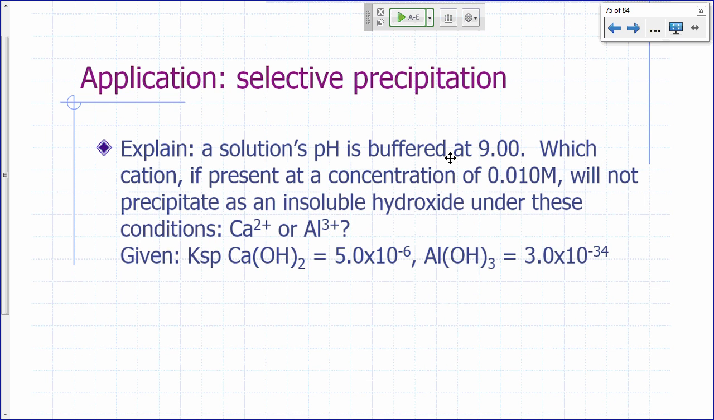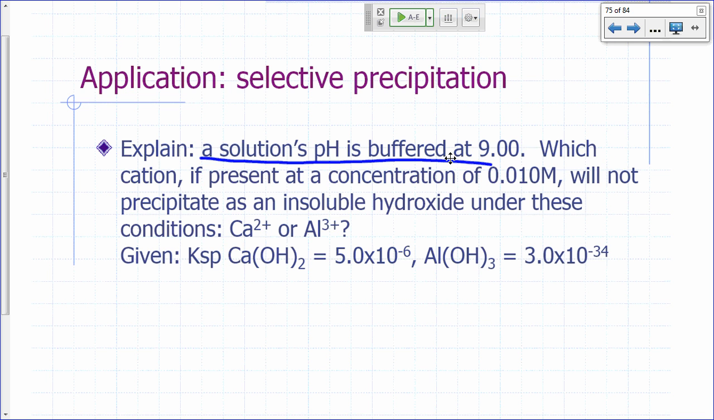Okay, another practical application in the lab is in selective precipitation. And again, you'll notice these are all about controlling your reactions. That's the reason why we're interested in studying equilibrium. We want to be able to control reactions. We want to be able to have some reactions go and have some reactions not go, right?